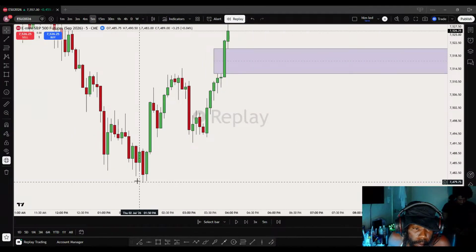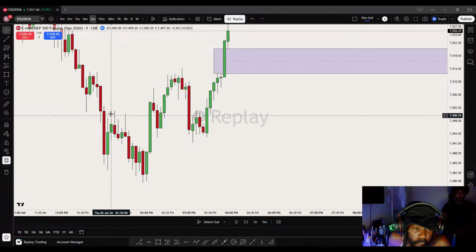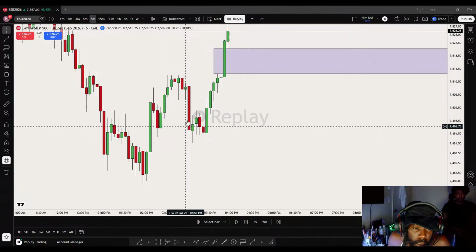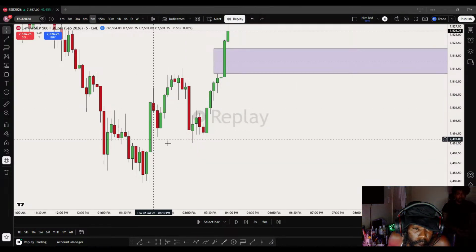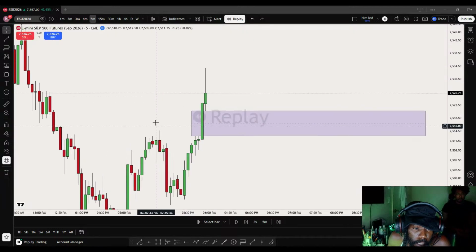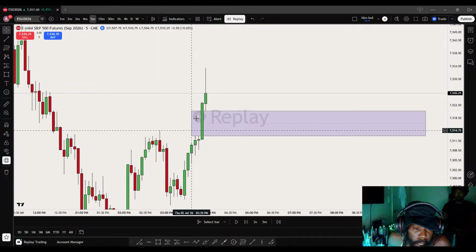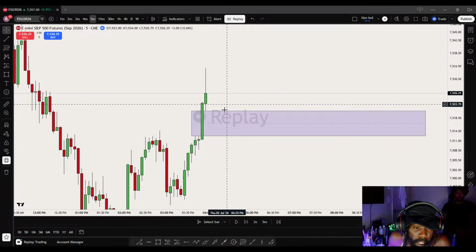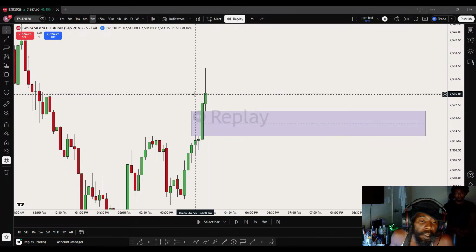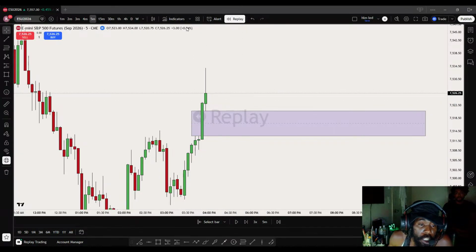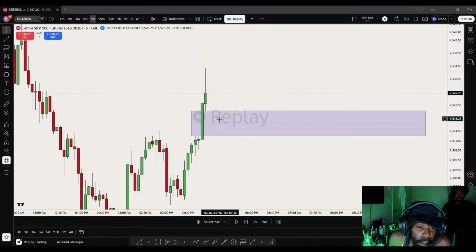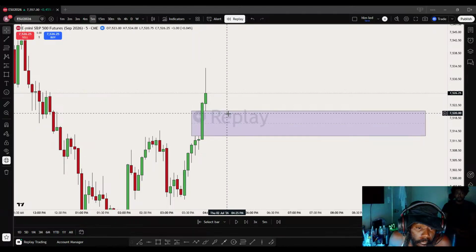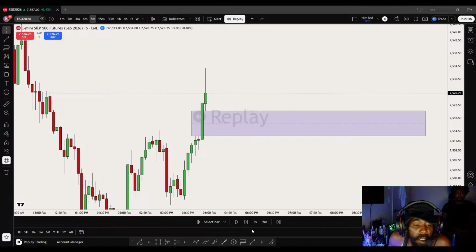All right, we got a sweep, displacement, market structure shift, and then we got a sweep on the lows, and we got a run away, right? So let's bring our attention back to this fair value gap, right? This should be in bullish order flow, right? So if market structure is true, this fair value gap should be used to take us higher, right? So let's see what happens.